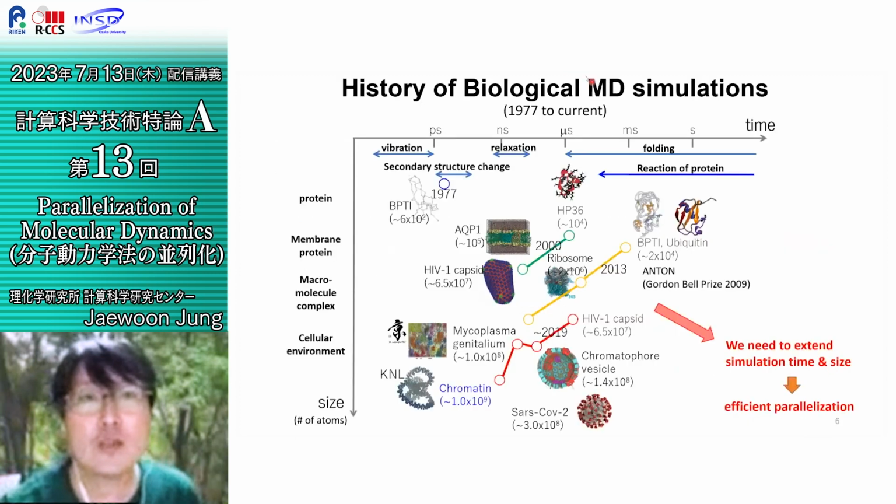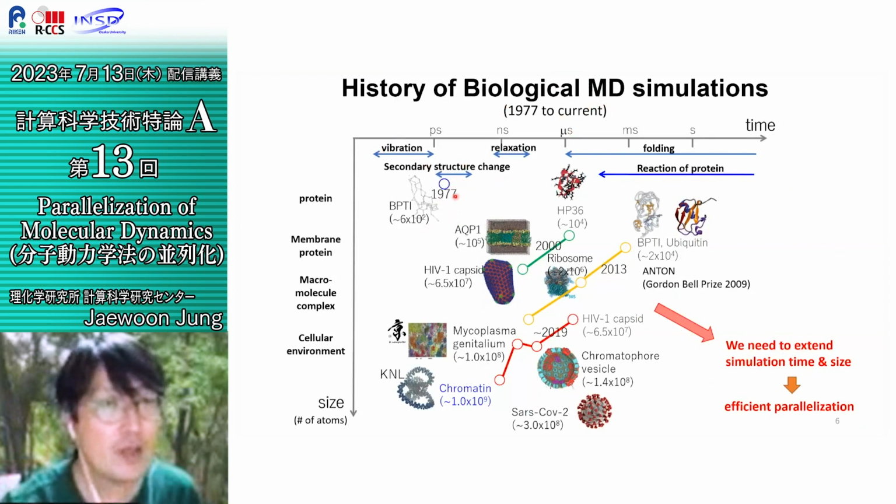So this is a history of biological MD simulations. The first biological MD simulation was done in 1977. But at the time, the target system was very small, just one protein named PPTI. And in this case, the number of atoms is just 600. At the time, there was no water molecule. And the time scale is also very small, just the picosecond level.